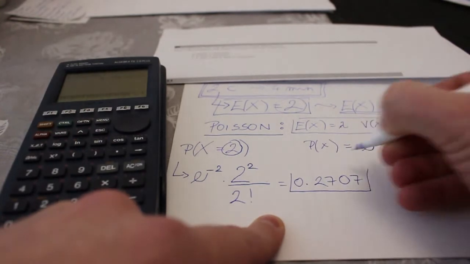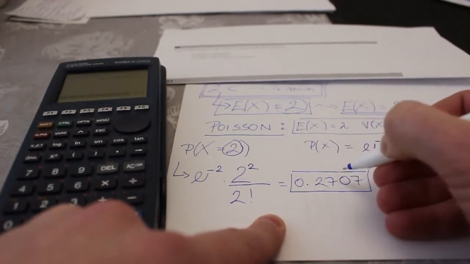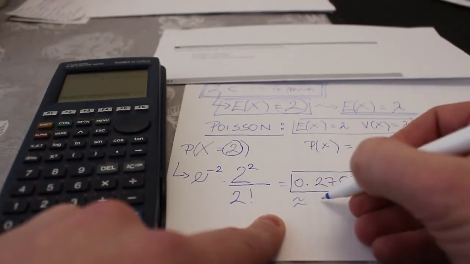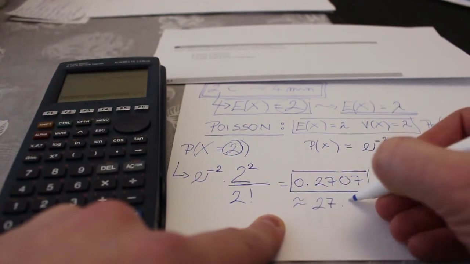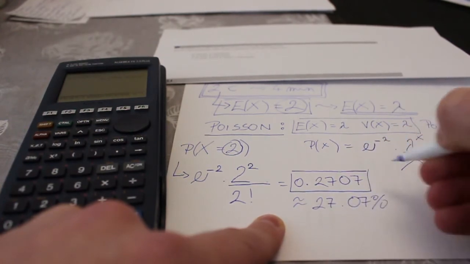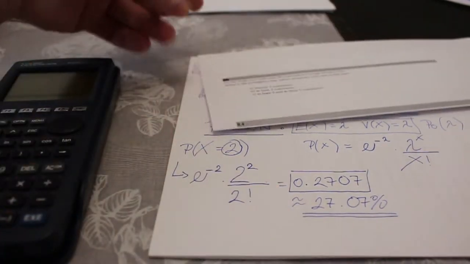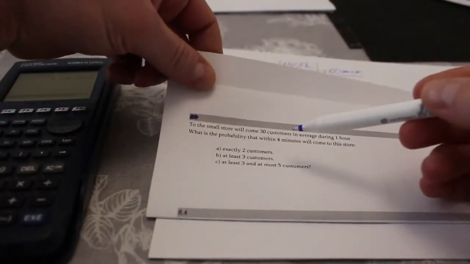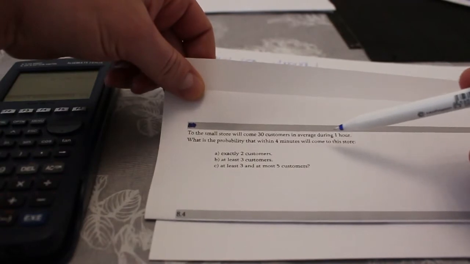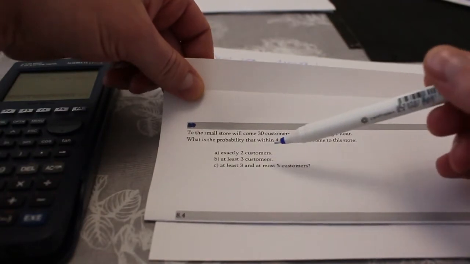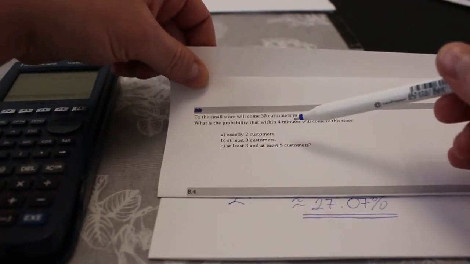0.2707. Okay, so we can interpret this in percent like 27.07%. Yes, so this is the probability that within 4 minutes exactly 2 customers will come to this store.